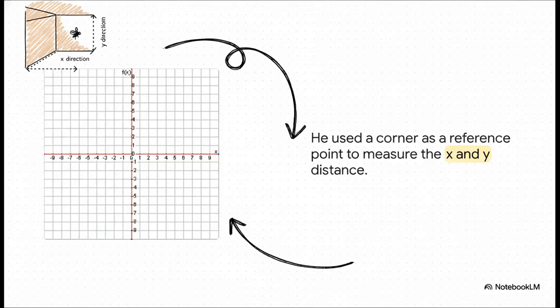He realized he could just pick a corner of the ceiling as a fixed starting point. From there, he could measure the fly's distance along one wall, that's our x direction, and its distance along the other, the y direction. With just two numbers, he could pinpoint its location perfectly. And just like that, the Cartesian coordinate system was born, linking algebra and geometry forever.